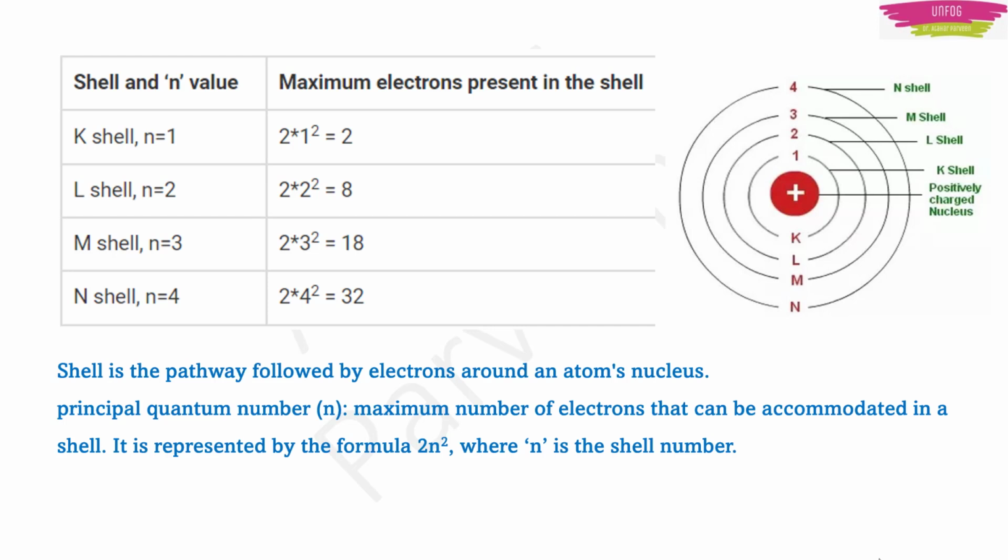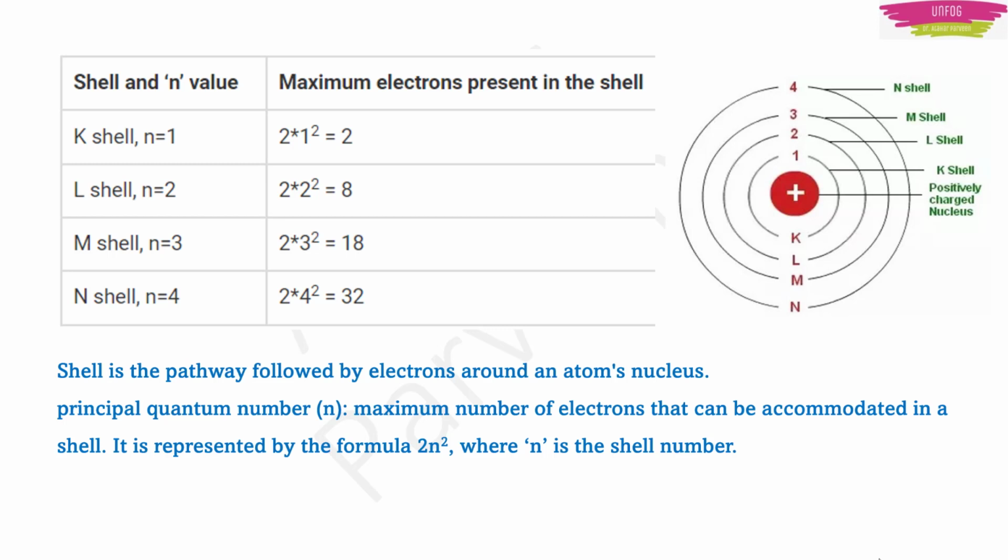So in the K shell, you can have only 2 into 1 square, or 2 electrons. In the L shell, n is equal to 2, so you can have 2 into 2 square, that is 2 into 4, or 8 electrons. Like that only, in the M shell, n is equal to 3. You can have 2 into 3 square, or 2 into 9, that is a maximum of 18 electrons. Like that only, in the N shell, you can have a maximum of 32 electrons. So the formula is 2n square.